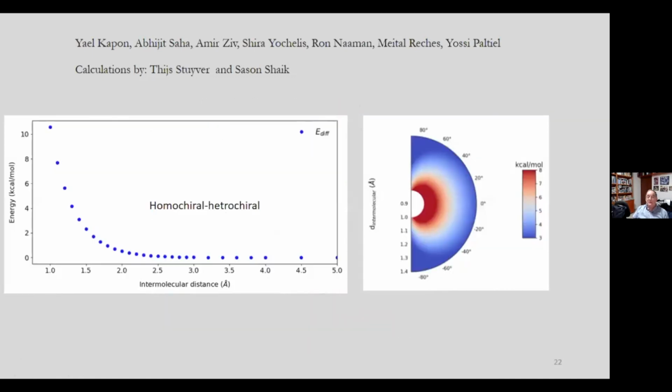And here are some calculations that were performed by the group of Sason Shaik from the Hebrew University. And what you realize, what we plot here is the energy difference between homochiral and heterochiral.